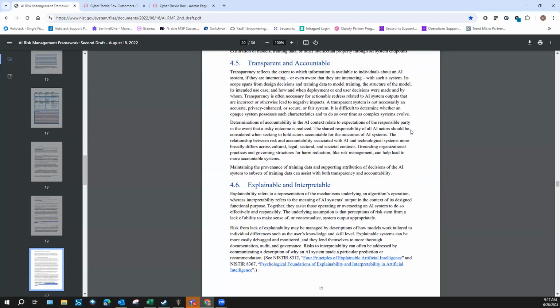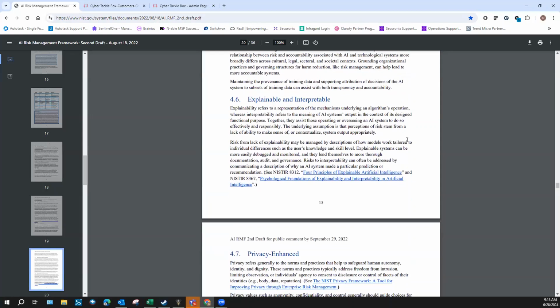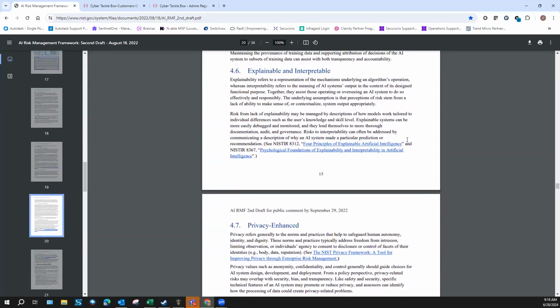Again, transparency and accountability. You want to make sure that everything is clearly defined, that you're not using your AI to send out spam or do something that no one is aware of. Explainable and interpretable. You want to be able to show what your AI is capable of doing, and you want to give it all the algorithmic integrity that it can, so that you can show that here's what my AI does and here's how it understands patterns.